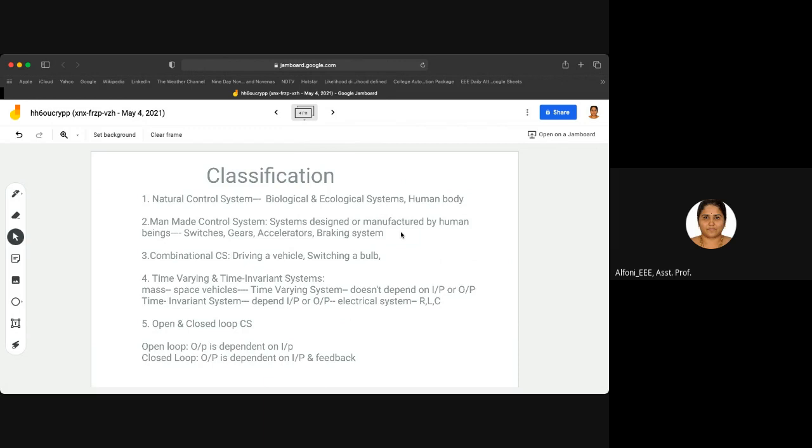The next classification comes under the open and the closed loop systems. So an open loop system is a dependent system. That means the output of the system is dependent on the input. Whereas a closed loop system is dependent not only on the input but also on the feedback. So in an open loop system, there is no feedback. Whatever the input you give, the output you will get. But in the closed loop system, we have a feedback which reflects the output of the system.